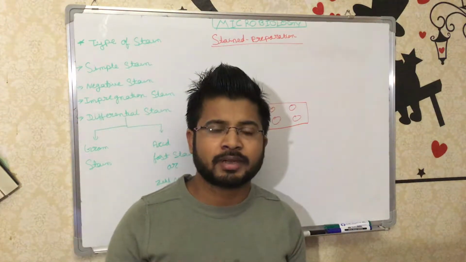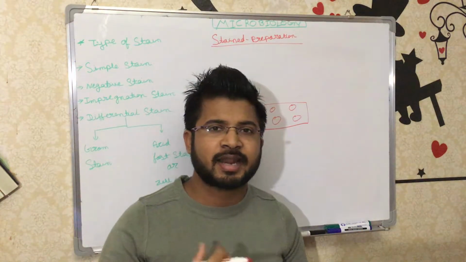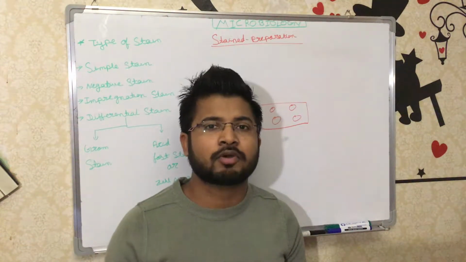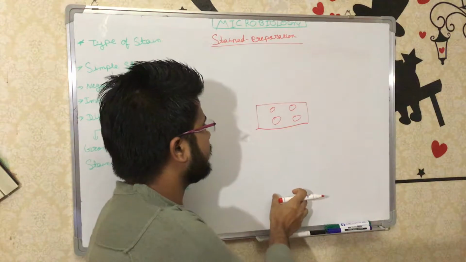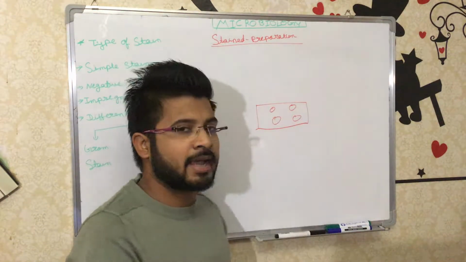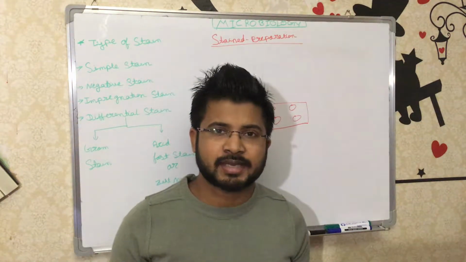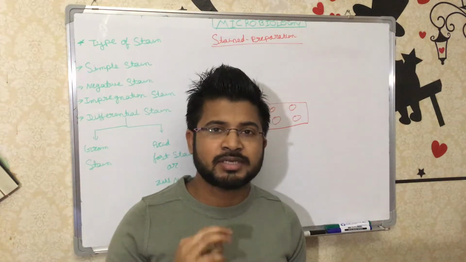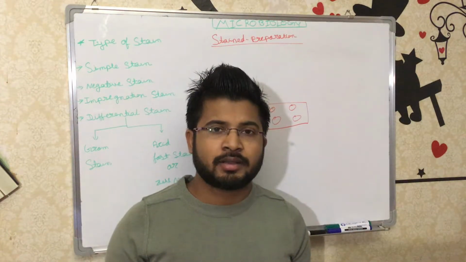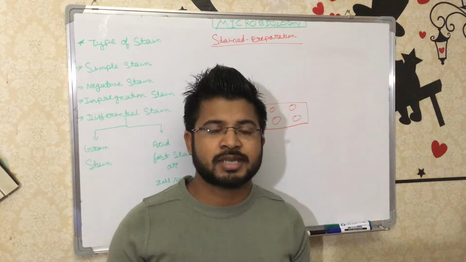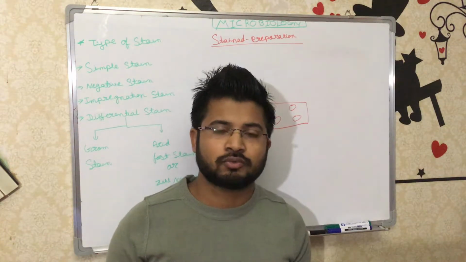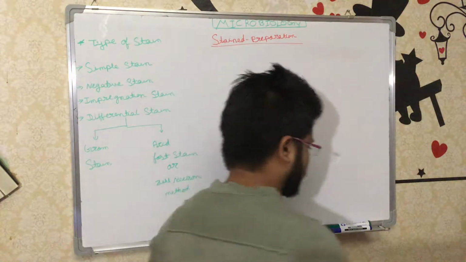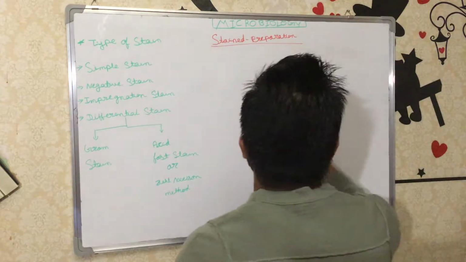Because unstained live bacteria lack contrast. Due to the lack of contrast, the light passes straight through the slide, and we can't see anything on the slide. For this reason, for the identification of any bacteria, we need a stain. That's why the staining preparation or staining method is very important to know for identifying or recognizing bacteria. So let's talk about staining preparation.